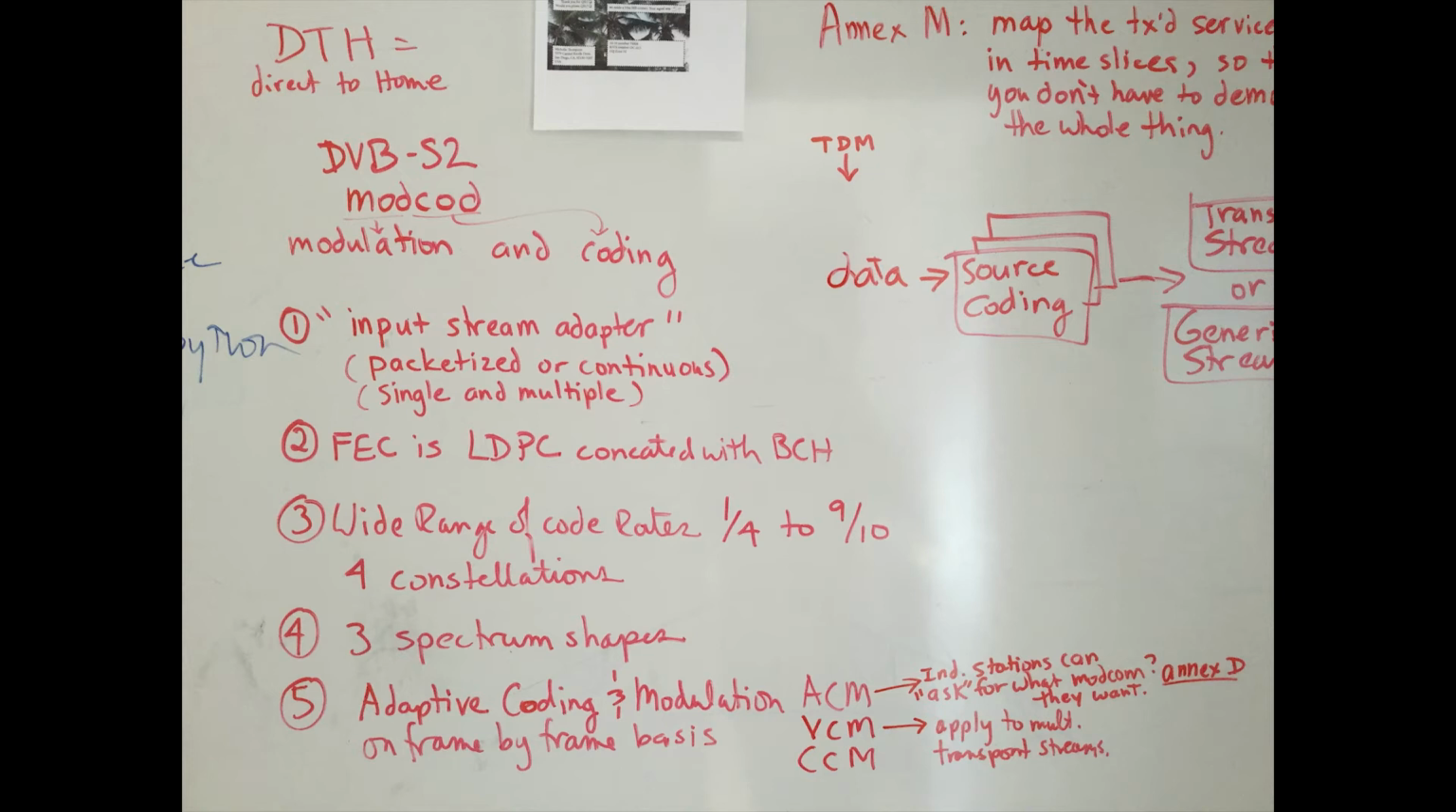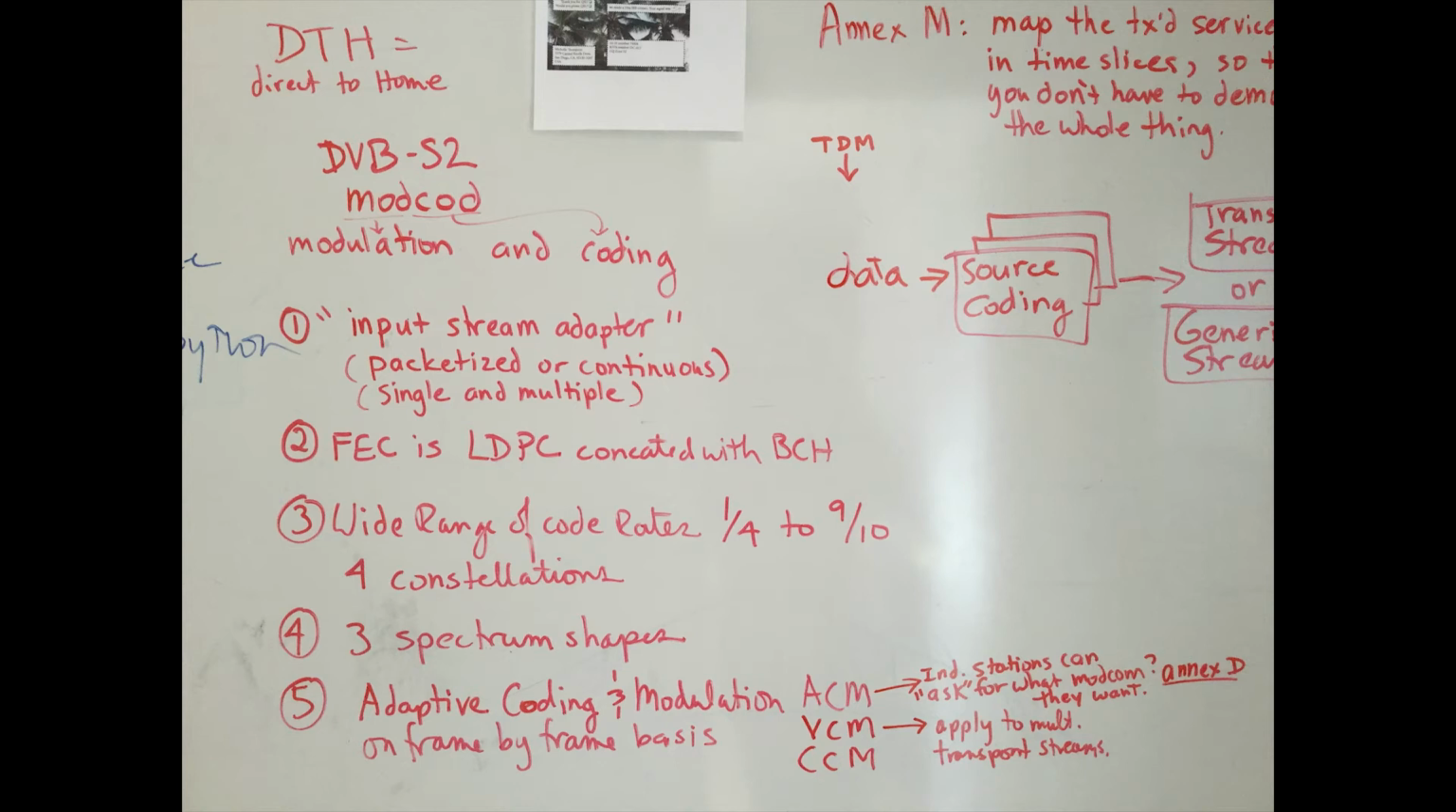DVB-S2 has constant coding and modulation, but it also specifies something called variable coding and modulation, or VCM. The coding and modulation can be changed on a frame-by-frame basis in response to different station types or changes in the channel. In addition to that, there's something called adaptive coding and modulation, or ACM, where the modulation and coding automatically adapt. This can happen on a frame-by-frame basis, and there's algorithms.